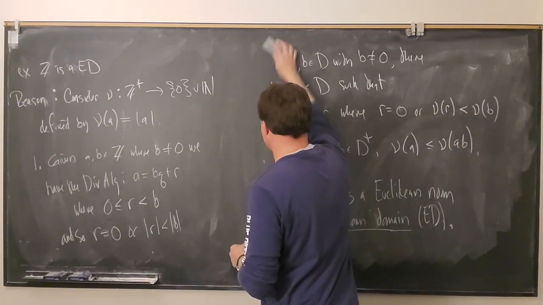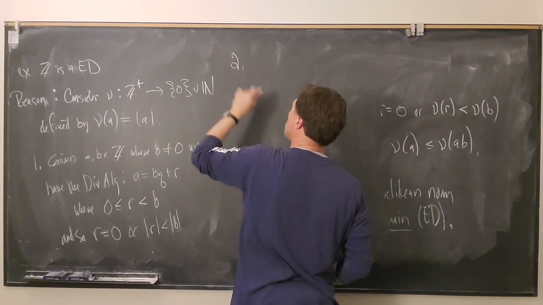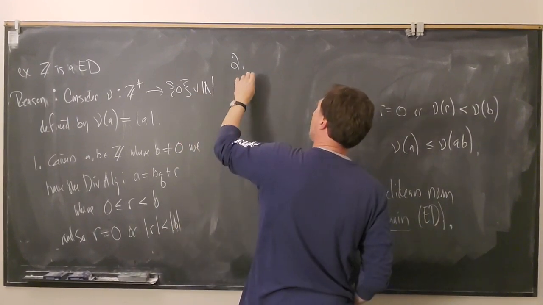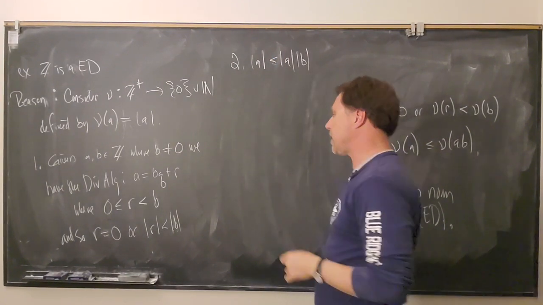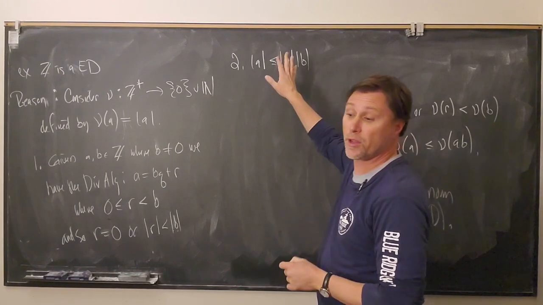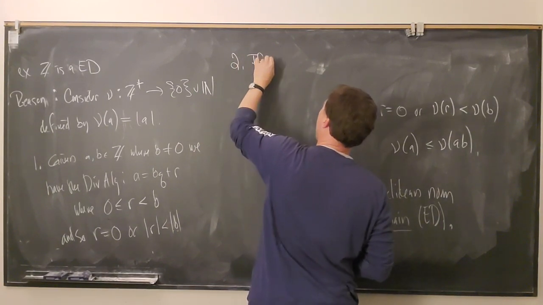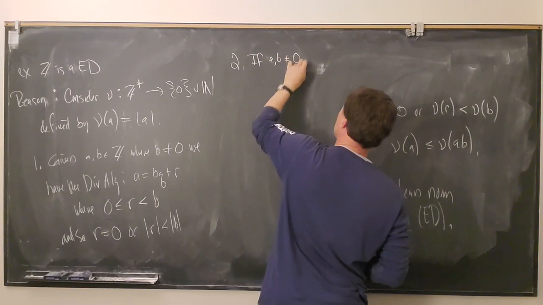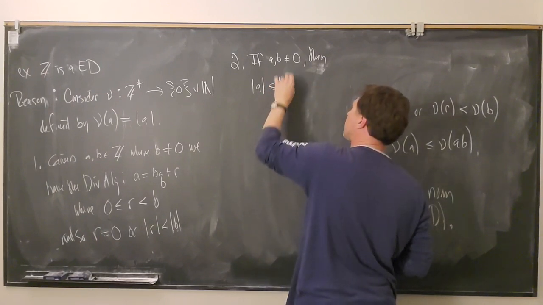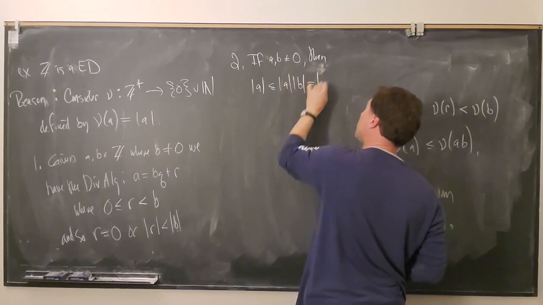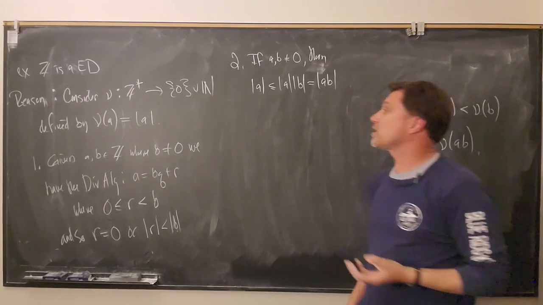And then for the second property, so second property, absolute value of A is less than or equal to absolute value of A times absolute value of B. Right here, remember, we're assuming that they're non-zero numbers. I should probably write that down to be precise. So if A and B are non-zero, then absolute value of A is less than or equal to absolute value of A times absolute value of B, which is equal to absolute value of AB. Okay, so there's our first example.